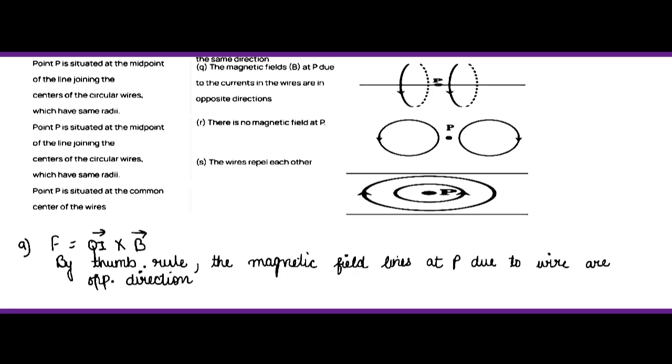Since it's the midpoint, and as we know the point P is placed between the wires, they are equal and opposite by symmetry, hence the resultant field is 0.